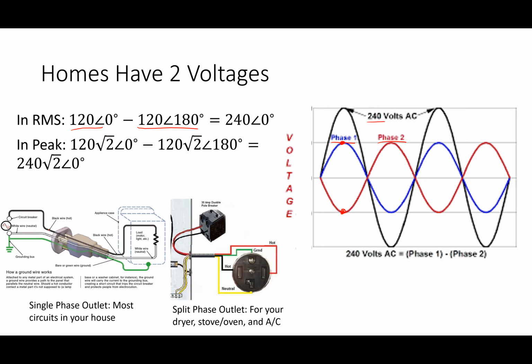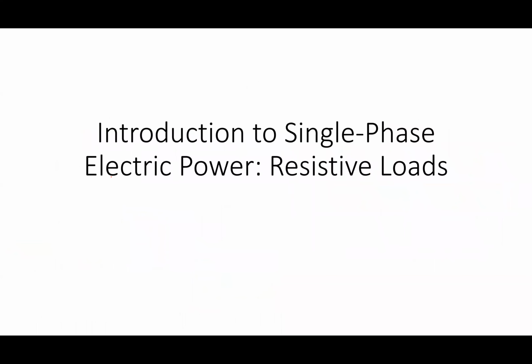So actually I wrote that here, right? These are my phasors in RMS. These are my phasors in peak. There's just a square root of 2 multiplying everything when I do that. Okay, doesn't change anything about our process.